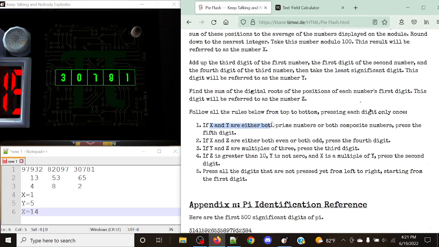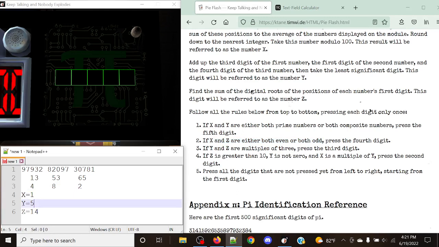If X-ray and Yankee are both prime or both composite numbers. In this case, that's not true. We have another case that just doesn't happen. If X-ray and Zulu are both even or both odd, X-ray and Zulu are both not even or odd. One is odd, one is even. If Yankee and Zulu are multiples of 3, no. 5 is not a multiple of 3. Neither is 14. Zulu is greater than 10.